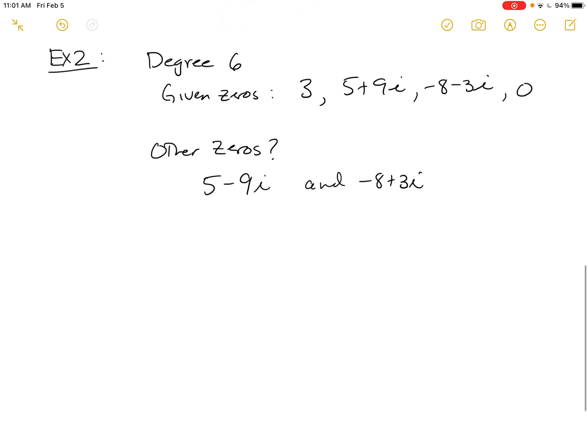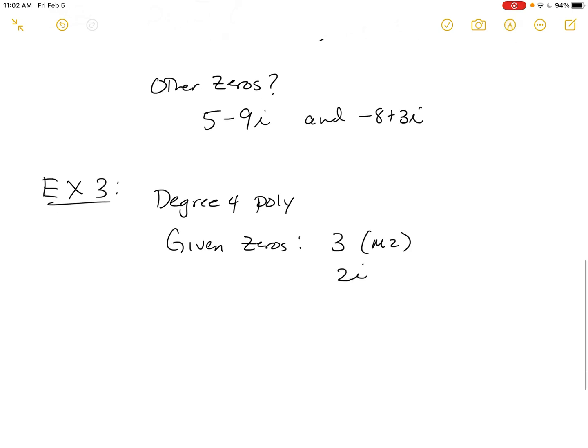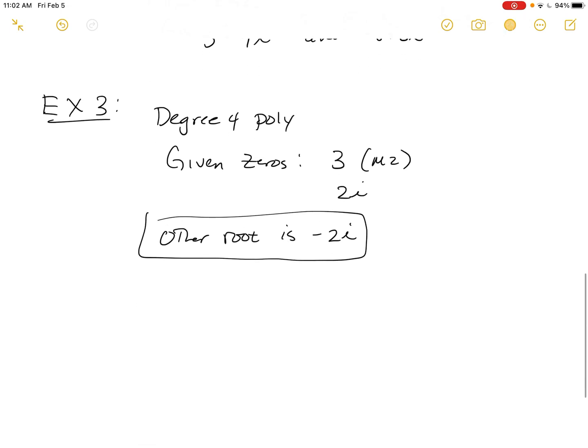Awesome. Example 3. Now it does get a little bit more complex as we go along, and we'll see that build up, but nothing too outrageous. They're telling us that we have a degree 4 polynomial, and we have the given zeros are 3, but it has multiplicity of 2, and 2i. Well, then we know the other root is negative 2i, right? That's what we had to find. But they're also going to ask us to find a polynomial that has these roots.